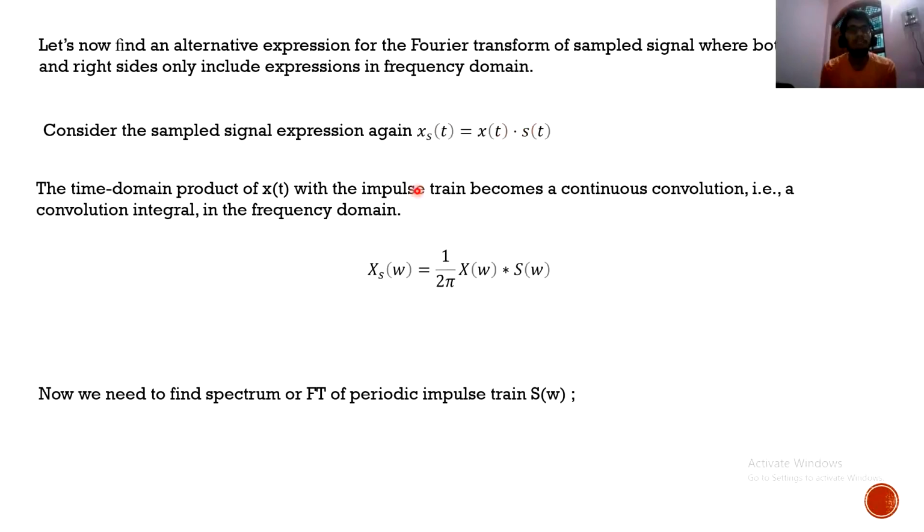Now, as we have seen how multiplication leads to the sampled signal formation in the time domain, in the frequency domain we use convolution, because as we move from the time domain to the frequency domain, multiplication converts to convolution, and it can be represented by this symbol. But here the unknown is S(omega). In order to find S(omega), or to find the spectrum of the impulse train, we will move forward.